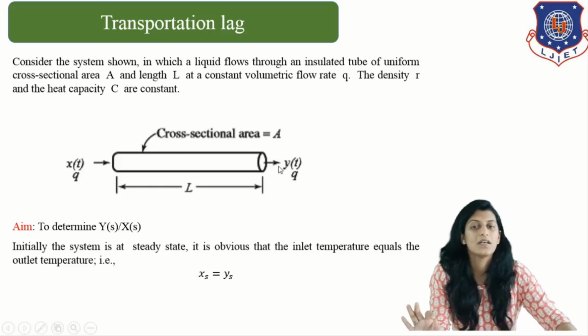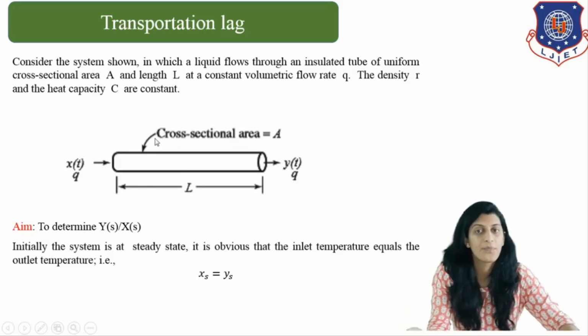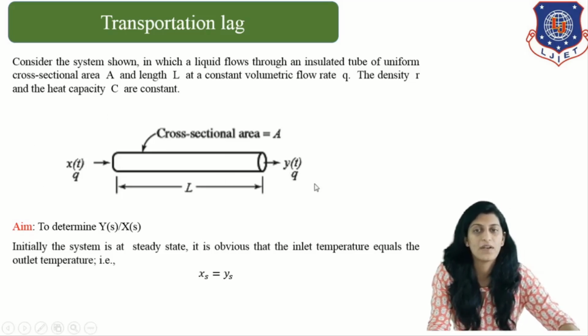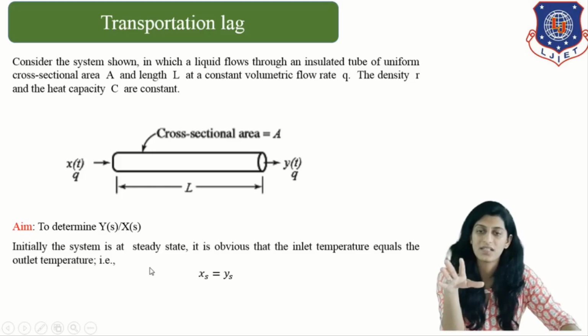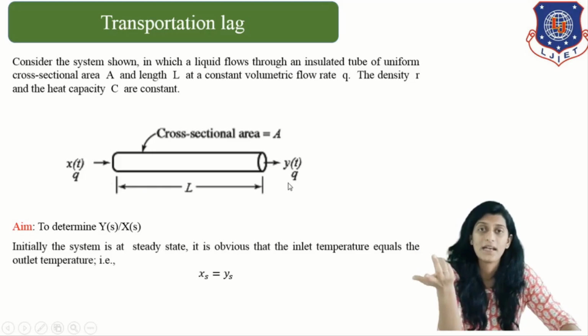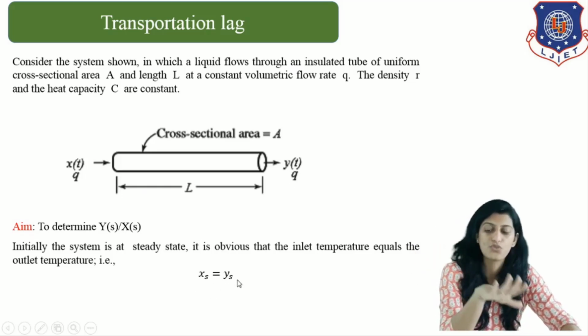Just consider this cylindrical vessel as shown here. In this, liquid flows through an insulated tube, and the tube is having cross sectional area of A, and the length of this tube is capital L. Volumetric flow rate remains same at inlet and at outlet. X(t) and Y(t): X(t) is the input and Y(t) is the output, right? So let's just start. Initially the system is at steady state, so it is quite obvious that the temperature at inlet and the temperature at outlet will be same. So it is Xs equals to Ys.